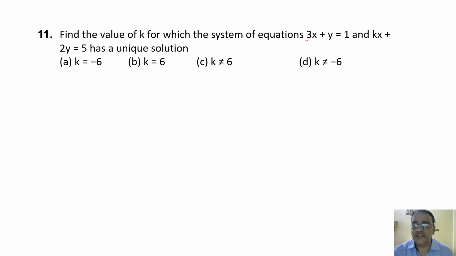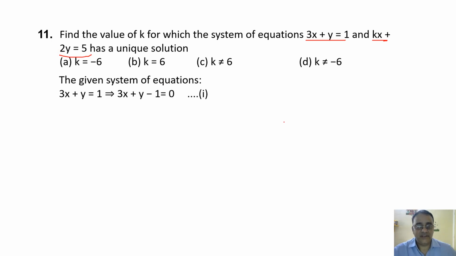So this will become 3x plus y minus 1 is equal to 0 and this will become kx plus 2y minus 5 is equal to 0. Right. So this is the first equation, this is the second equation. Now we'll write a1, b1, c1. a1 is 3, b1 is 1 and c1 is minus 1. a2 is k, b2 is 2 and c2 is minus 5.